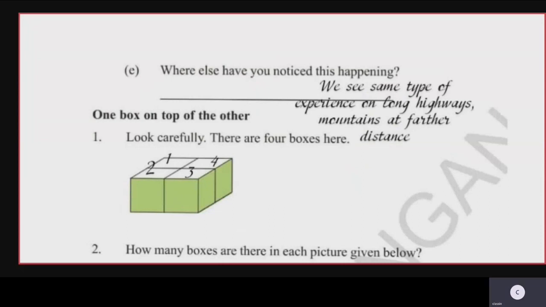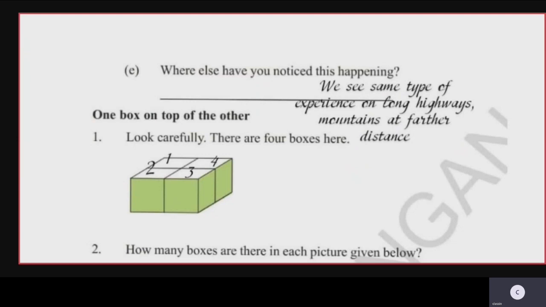Whenever you see mountains from far, they look like a triangle shape. But when you go near to them, they will look big. So from far, that is the vision. Vision is nothing but the eyesight. It looks very small from far.